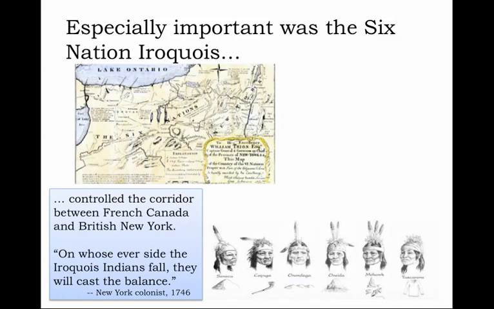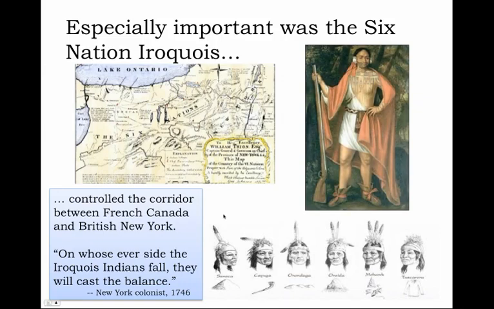And as one New York colonist put it in 1746, "On whose side ever the Iroquois Indians fall, they will cast the balance. They will cast the balance." As you can see from the portrait here, the Iroquois had integrated into their traditional cultures the technologies and ways of the Europeans, including their gunpowder weapons and firearms.